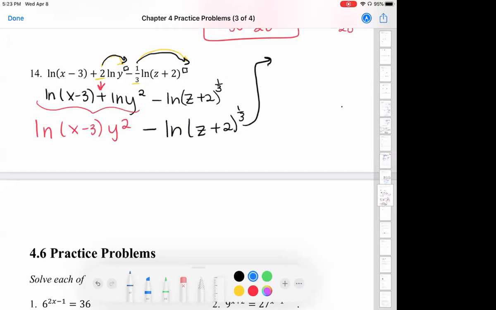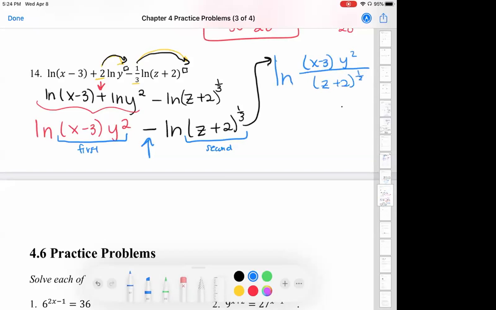Okay, next I recognize that we have a minus, so I know I'm going to divide my first by your second. First goes on top and then second goes on bottom. So that we have ln of x minus 3 times y squared over z plus 2 raised to the 1/3 power. And that's it. We have written it using one log. In this case, it's ln. And that is our answer.